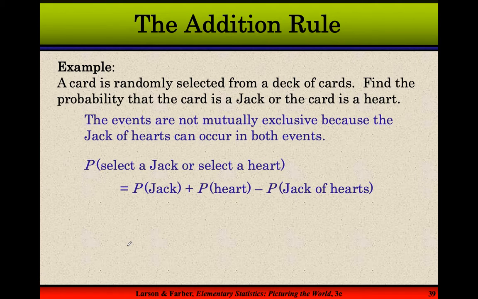So if all we do is add the probability of picking a jack and add the probability of picking a heart, what we've done is counted the jack of hearts twice. And that's why we have to subtract this one card out of the 52 that we have. Otherwise, we count the jack of hearts twice.